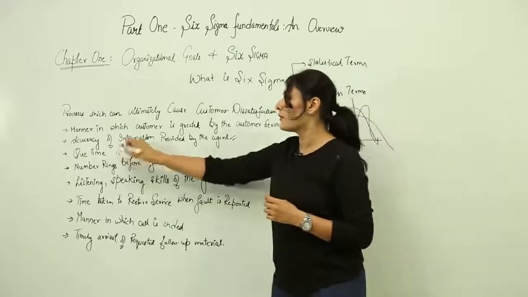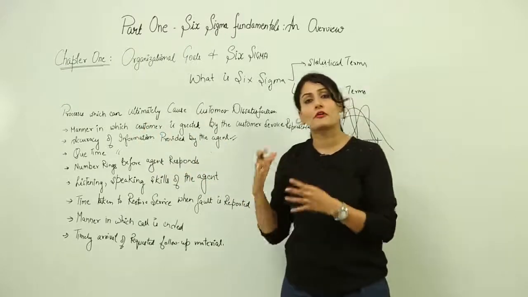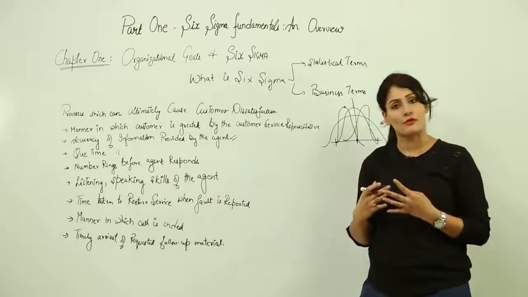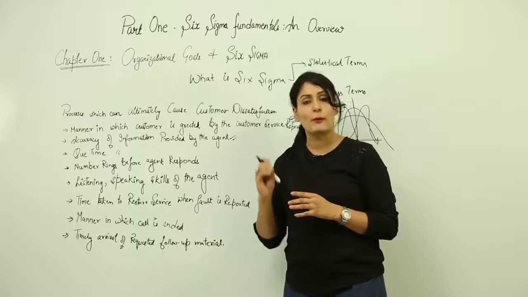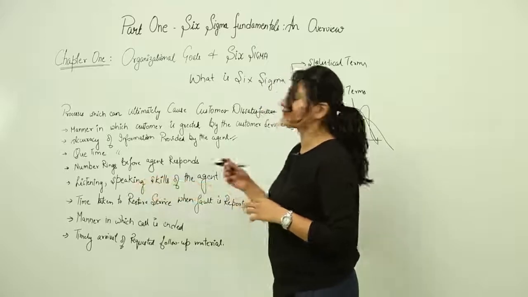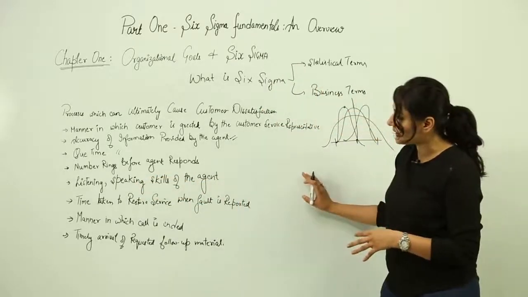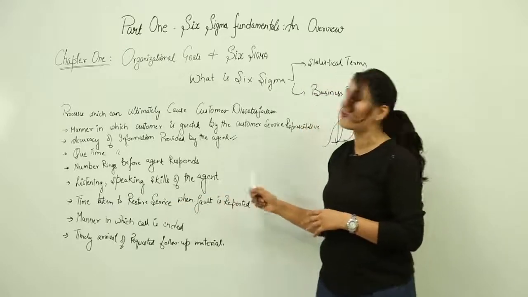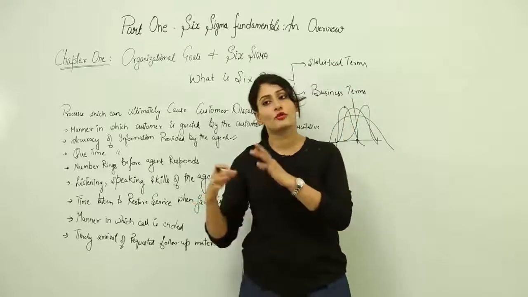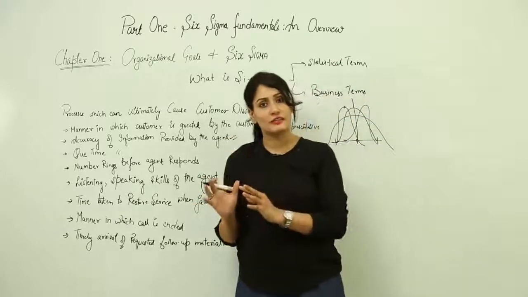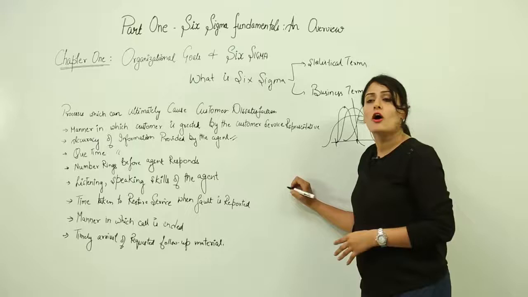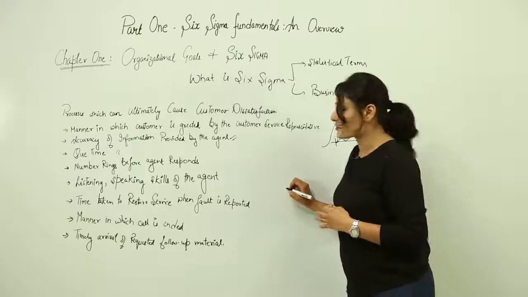And then is the queue time. Obviously you won't like to wait a long time before anybody takes your call, and in the same way the number of rings before an agent responds. So wait time is a very crucial factor when it comes to call center services. And then the listening and speaking skills of the agent, which is obviously clear. And then the time taken to restore the service when a fault is reported. If you're facing any difficulty in using their products or services and you call them up, the time they take to fix the issue is also one of the factors which can lead to customer dissatisfaction. If they're taking too long or they're not responding properly, it would lead to customer dissatisfaction.